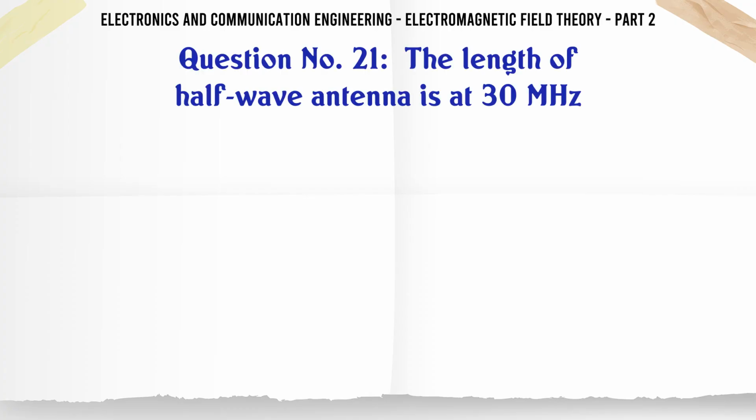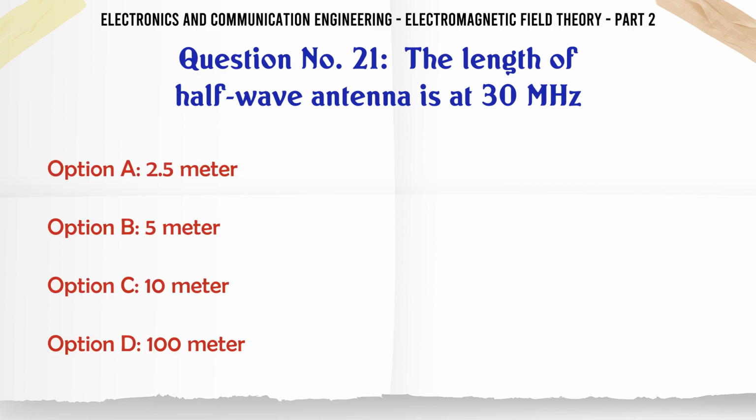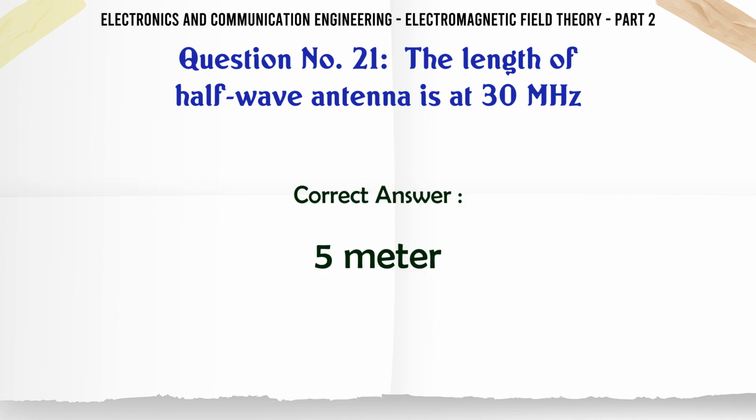The length of half wave antenna at 30 MHz is A. 2.5 meter, B. 5 meter, C. 10 meter, D. 100 meter. The correct answer is 5 meter.